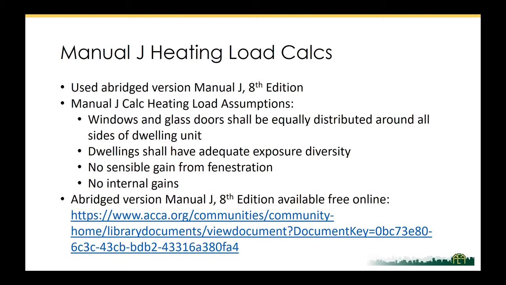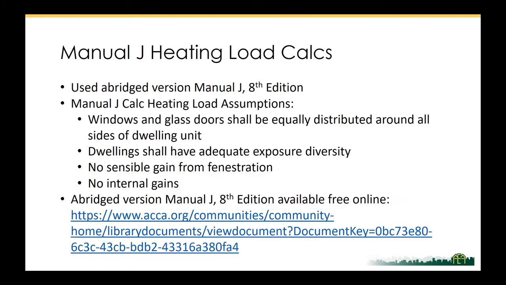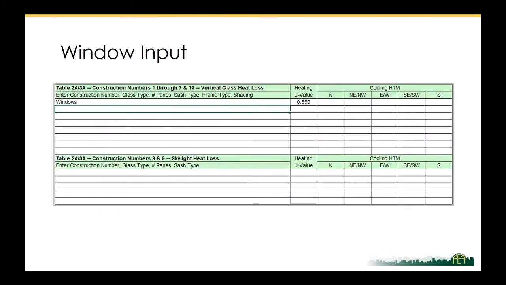And these two assumptions also are for the cooling load. So if you have a huge south-facing window that's going to increase your cooling load, it's not going to take that into account. It's going to distribute that area of window for all four sides. And then an abridged version of the Manual J 8th edition is available online if you want to use it. Contractors use it all the time. As I said, it's the industry standard. So this is kind of what the Manual J 8th edition version looks like.